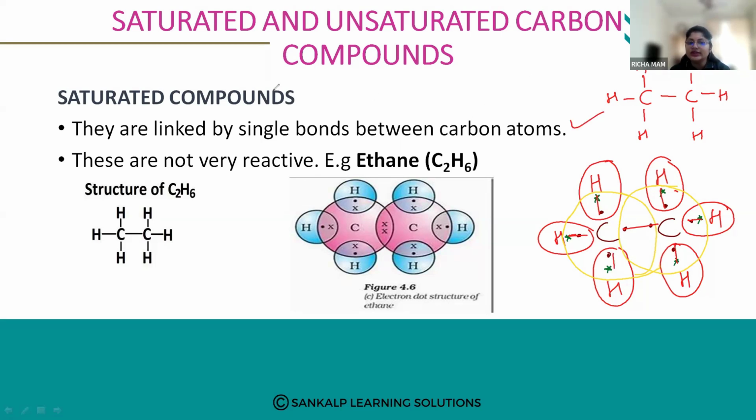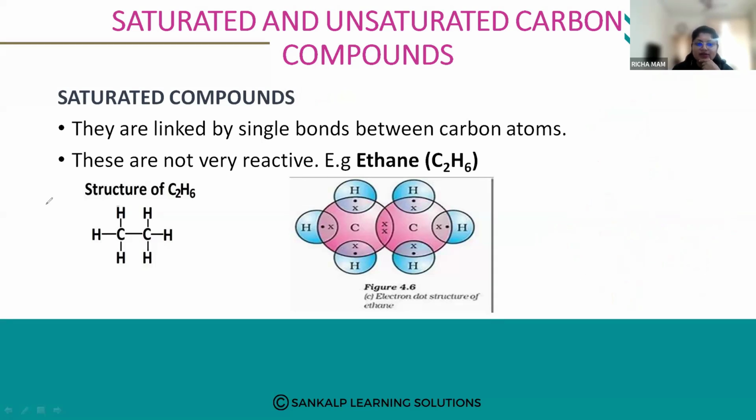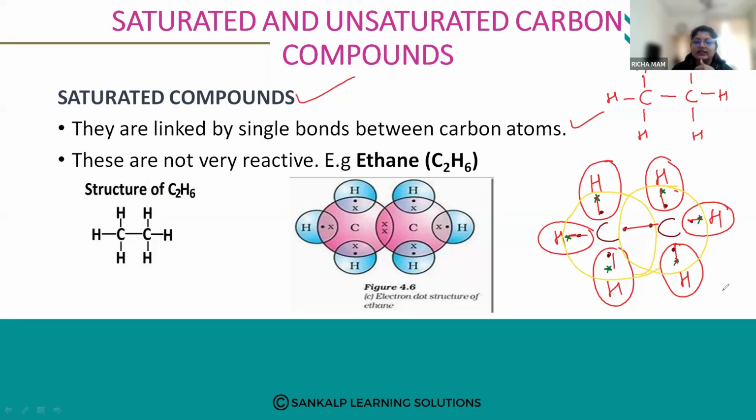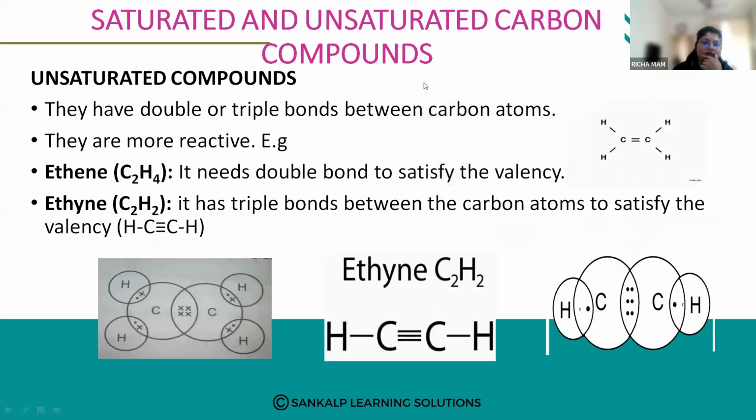So how are saturated compounds formed? By the carbon atoms being linked by single bonds. Fine. So this is the electron dot structure. What we have written is called the electron dot structure. We are representing the electrons of each carbon and hydrogen and how they are forming the bonds.